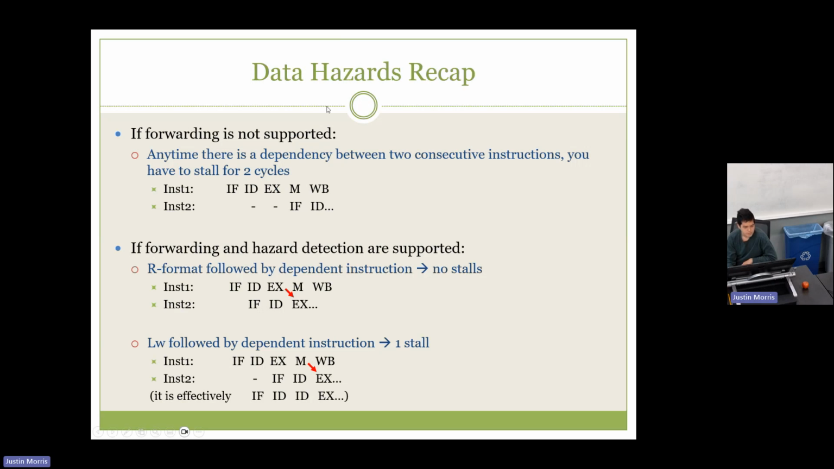So our data hazards recap. If forwarding is not supported, there is a dependency between two consecutive instructions. You need to stall for 2 cycles. You can't forward, there's no way around it. You have to wait until that instruction is in its write back stage. Whether it's a load word or an R type or an I type that writes to the register file, it's 2 cycles.